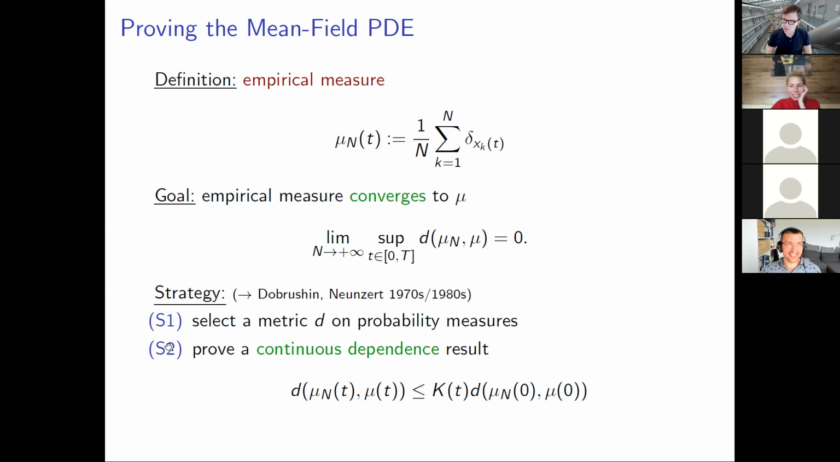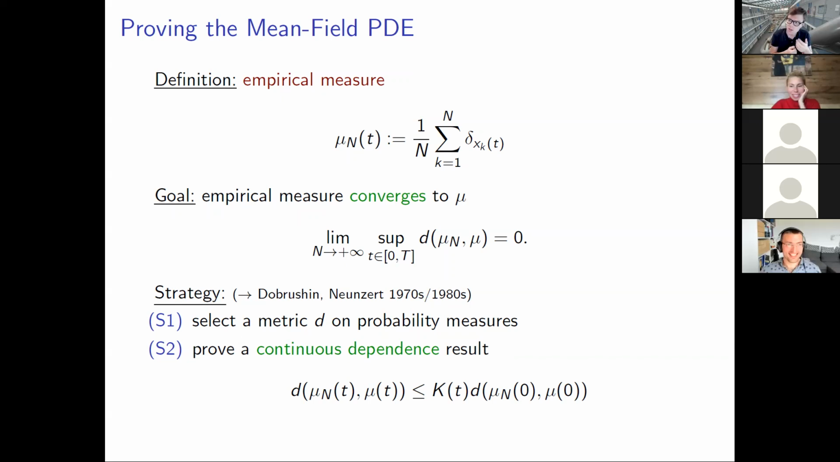There are two key steps. Usually one is you have to select a metric. So you have to select a metric on probability measures to do this convergence. People have done this in total variation. They have done this in Wasserstein. So there are different types of probability distances that you could use.